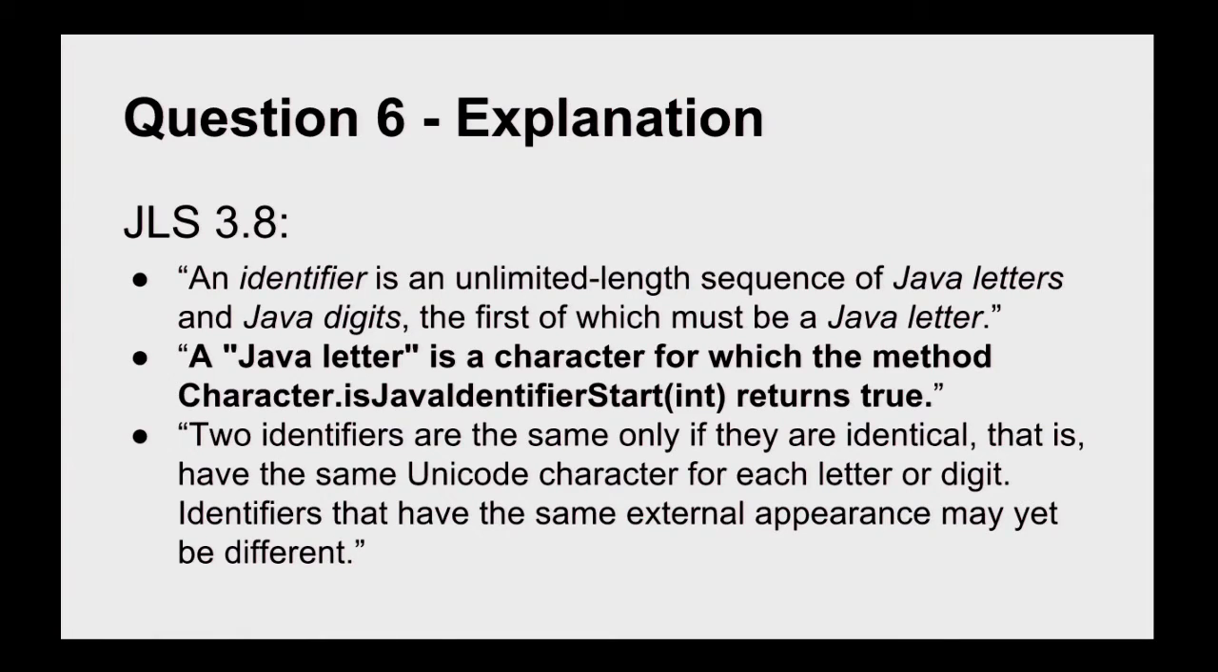And they give the warning here. If you had read the JLS, you would see the warning that characters that have the same external appearance may yet be different. I must have fallen asleep through that bit. Are there any such characters in the code? Yeah, there are not. Or there may be. I didn't put it into a hex viewer to see.